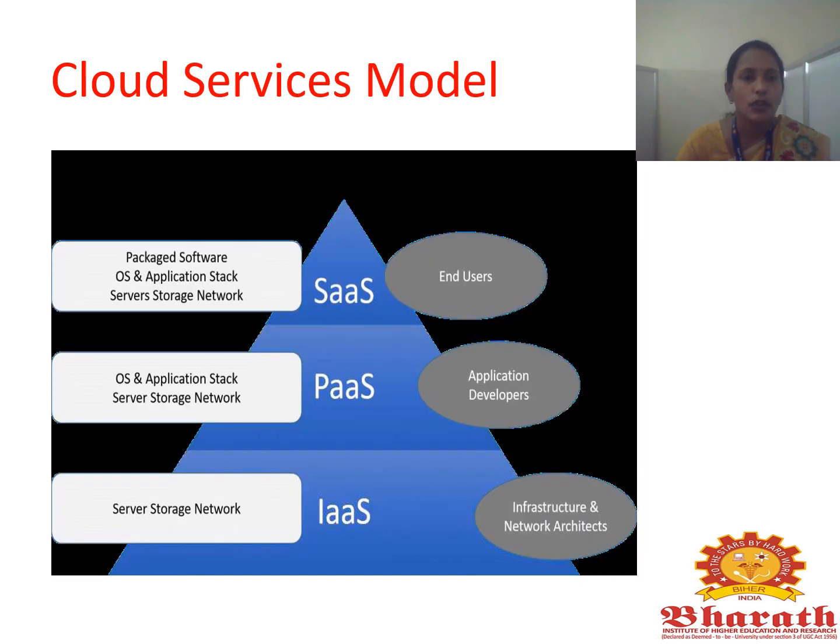The next model is called the cloud services model. It is a very important model, and so far we have been seeing these concepts: IaaS, PaaS and SaaS. IaaS, Infrastructure as a Service, is used for designing infrastructures and networks. When you are designing any network architecture pattern, this infrastructure network is used. It is mainly used as a storage network.